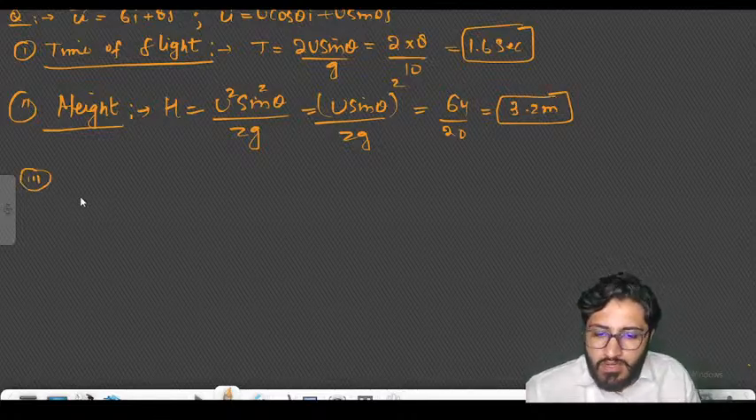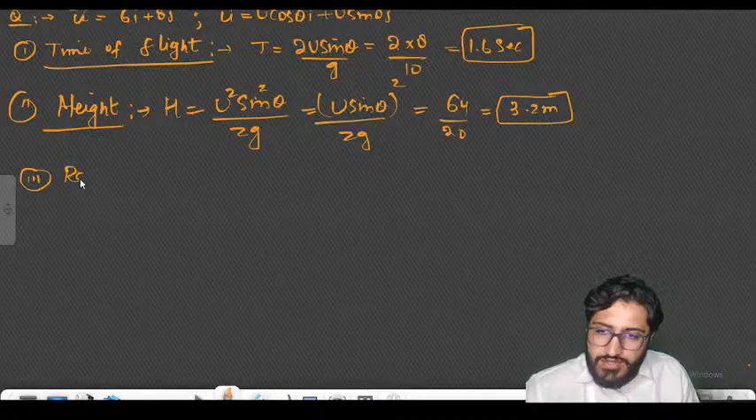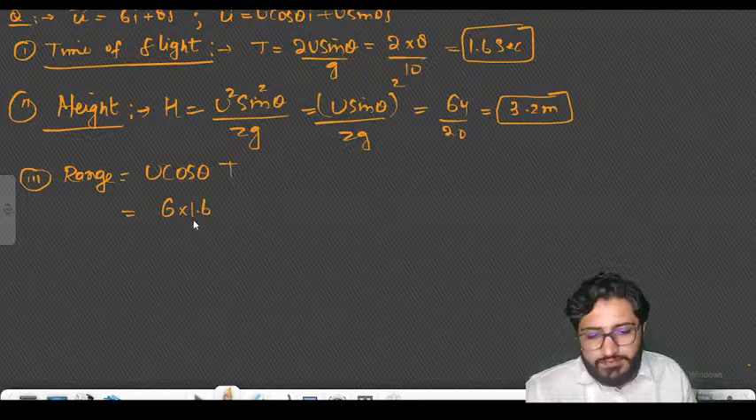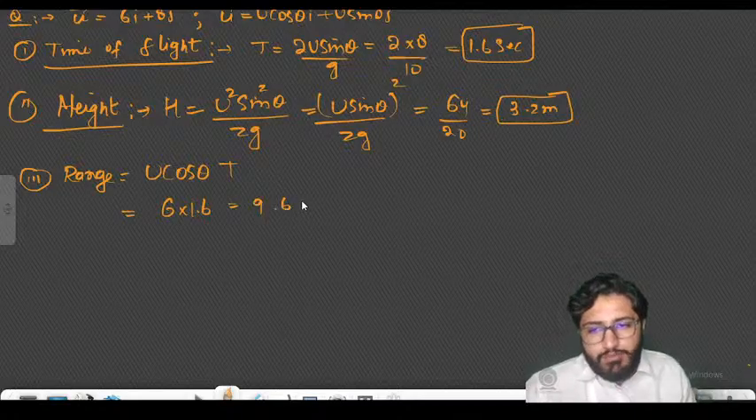Third, range. How to find range now? Is it range equals u cos theta multiplied with time t? U cos theta is 6 and time is 1.6. So it is 9.6 meters.